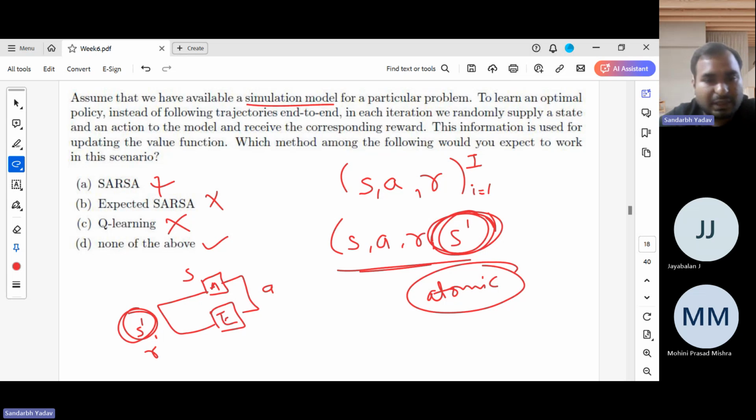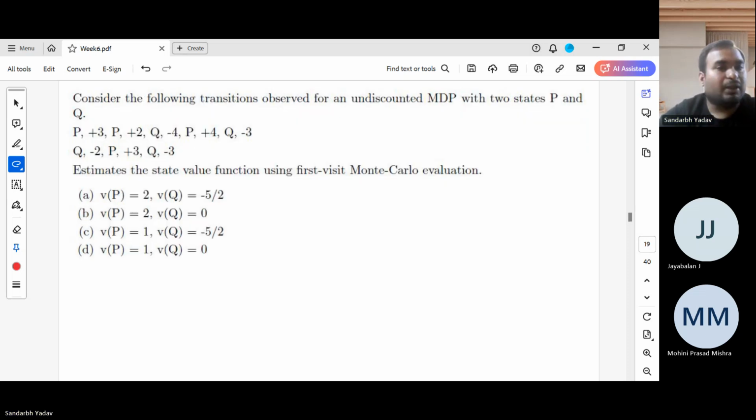Someone wrote that we need TD. Yes, all these are TD algorithms only, but that one component was missing, so without it even these TD methods won't work. These three are TD control methods only. Now I'll move to the next question.